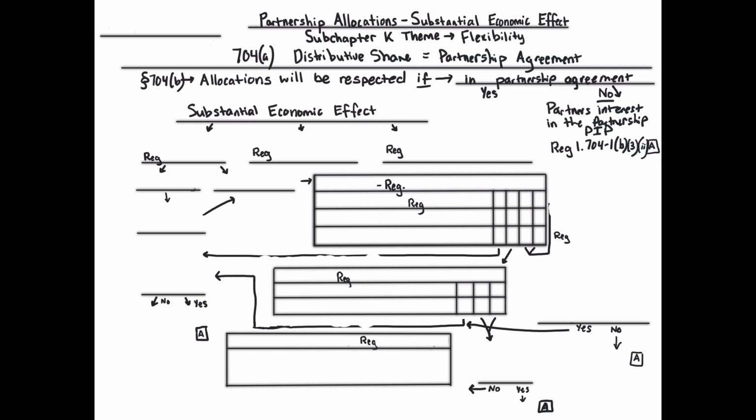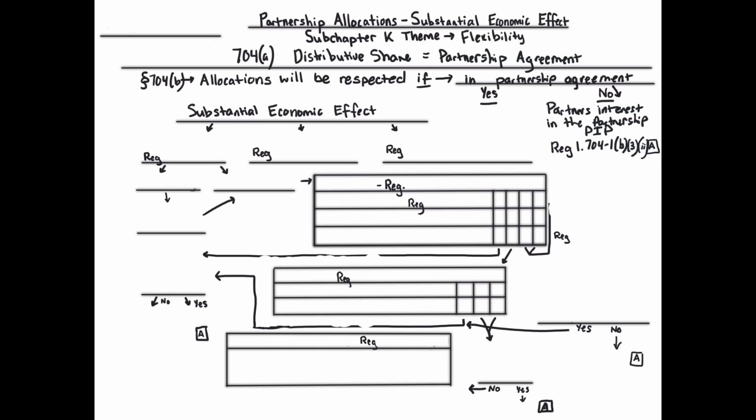Okay, so let's say we do have our allocation. It's written out in the agreement. It's not silent. So now we have to ask, will the allocation be respected? Does it meet substantial economic effect? So we're continuing on. We're saying yes for the rest of the presentation. We're going to assume that it is in the partnership agreement, and now we're wondering if it meets substantial economic effect.